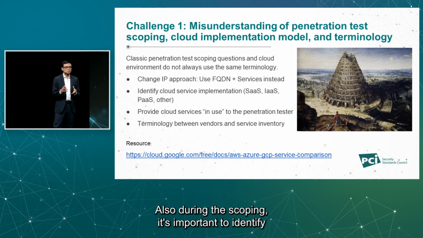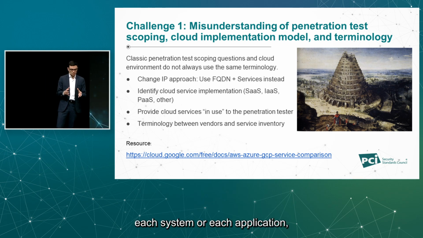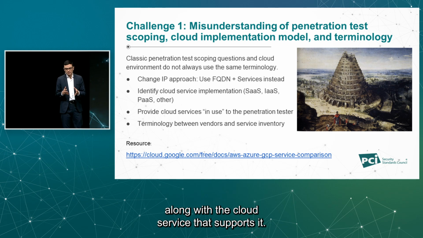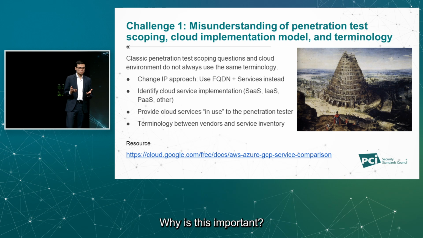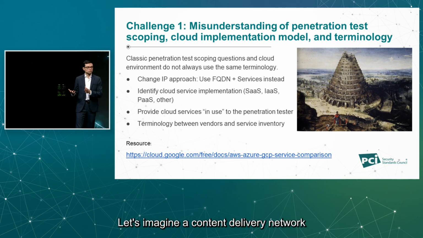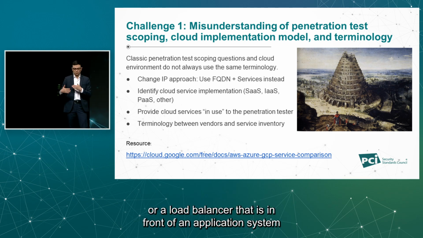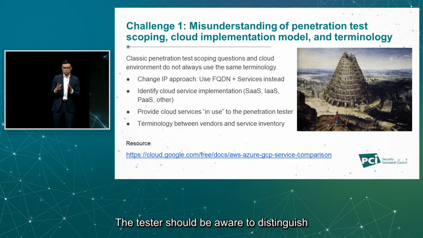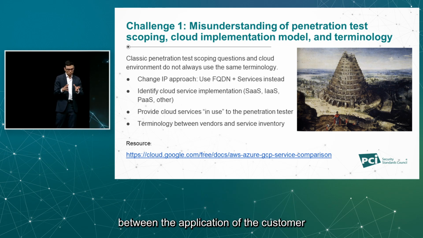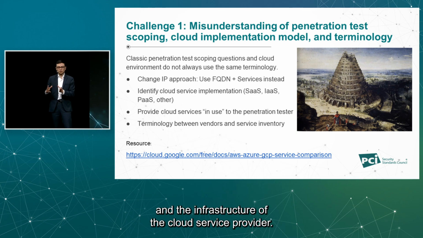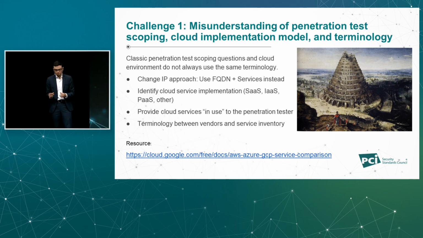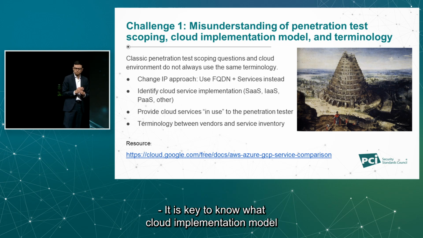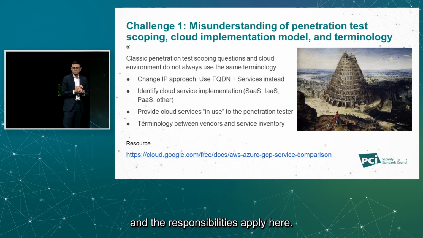Also, during the scoping, it's important to identify each system or each application along with the cloud service that supports it. Why is this important? Let's imagine a content delivery network or a load balancer that is in front of an application system and is allowing access to this service through the internet. The tester should be aware to distinguish between the application of the customer and the infrastructure of the cloud service provider. It is key to know what cloud implementation model and responsibilities apply here.